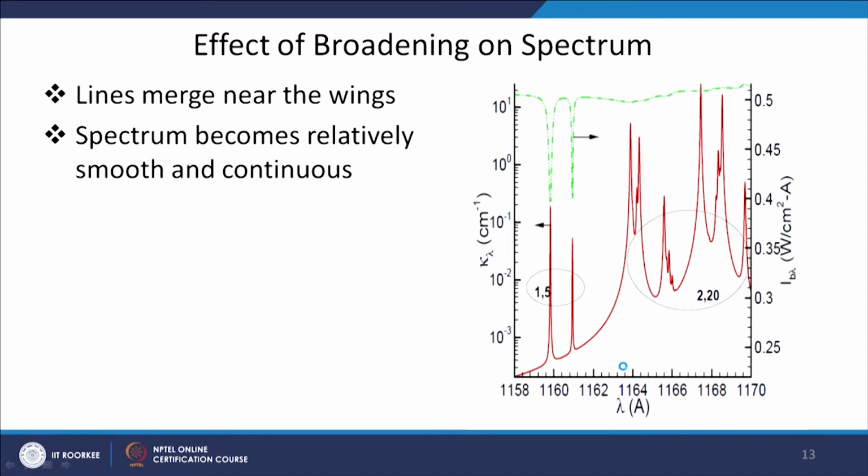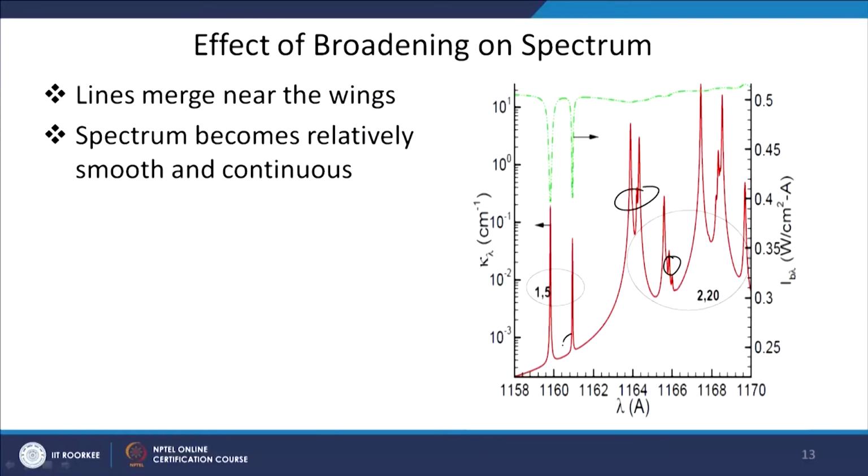Now, what is the effect of this broadening on the spectrum? We discussed this. If we have no broadening, the lines will be discrete at a single wavelength, but due to broadening, lines tend to merge, as we have seen in this picture. This is a spectrum of atomic nitrogen that I showed you earlier also. I have taken a small part of that spectrum, only 10 to 12 angstrom wide, and you see that a lot of lines have merged together due to broadening.